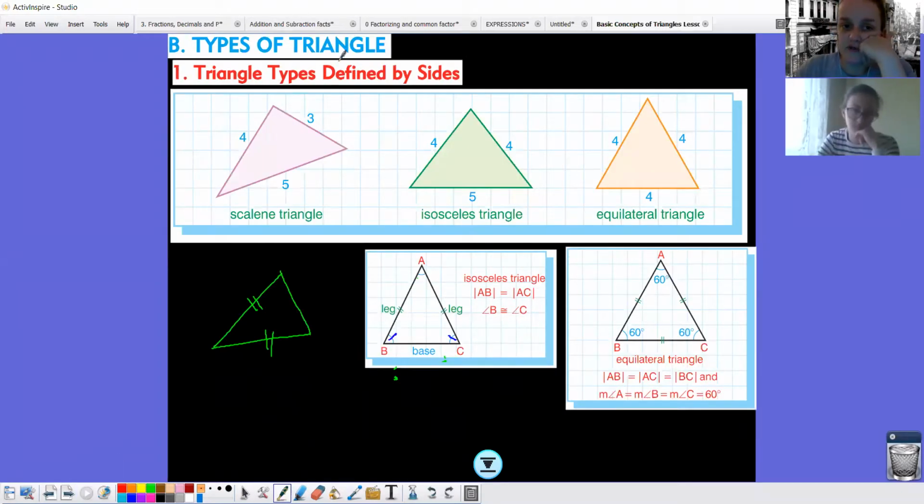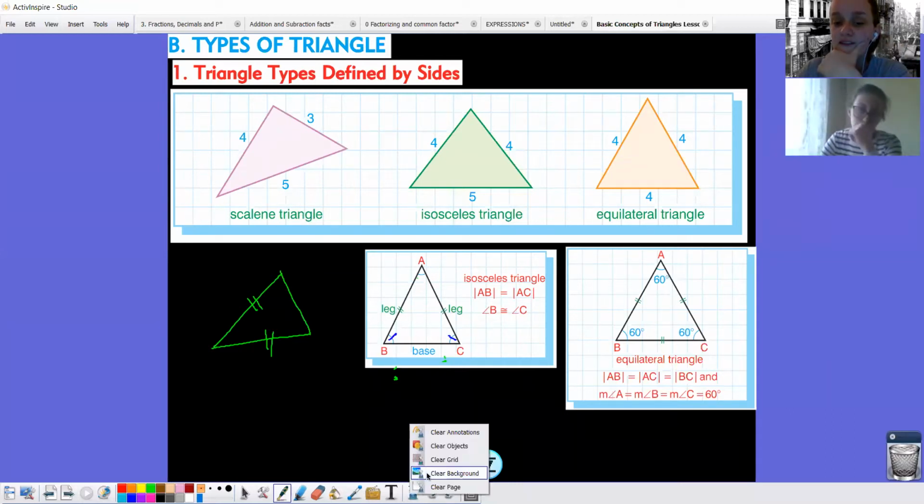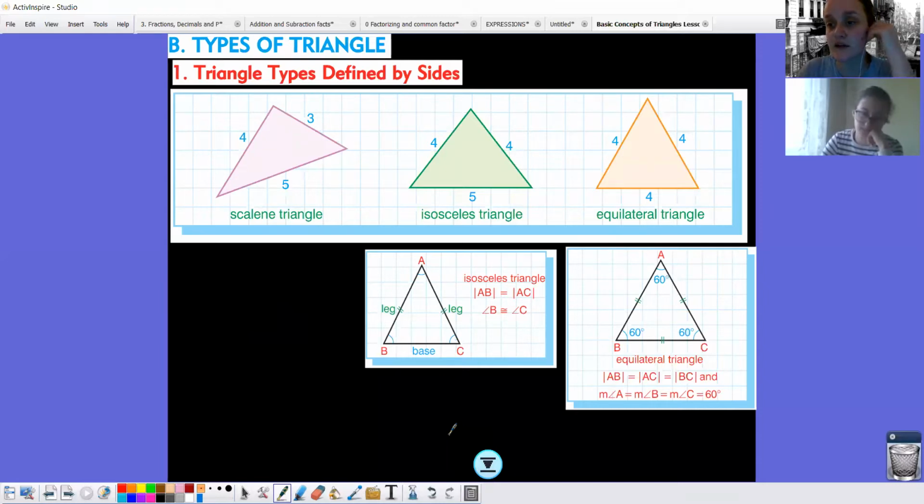Types of triangles. As you see, here it's given 3 types: scalene, isosceles and equilateral triangle. Scalene triangle means all the sides are different, the lengths of the sides are different. For example, here you have 3, 4, 5. So this kind of triangle is called a scalene triangle. If 2 of the sides are the same, and one of them is different, we call it an isosceles triangle. And if all the sides are the same, we call it an equilateral triangle.